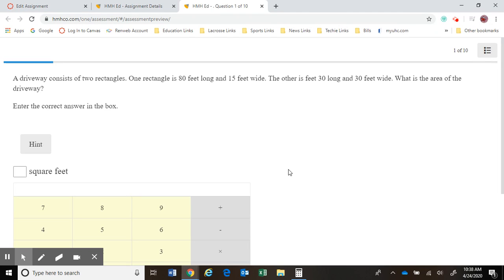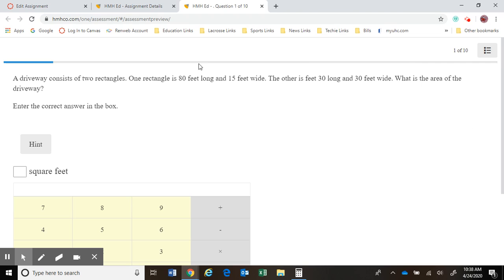All right, this is the Module 10 review, Part 3. This lesson is going to cover 10-4, and it's on the area of composite figures. And remember, composite figures, it's just taking simple geometric figures and putting them together.